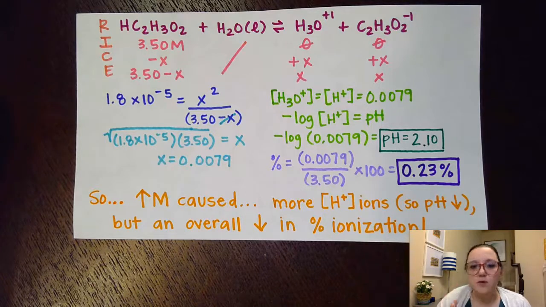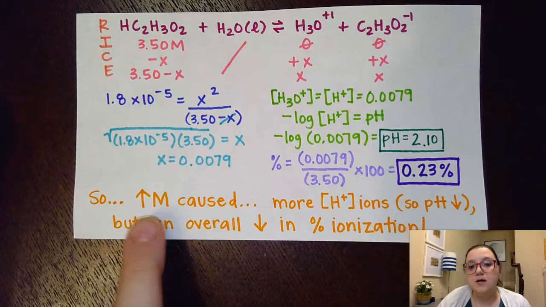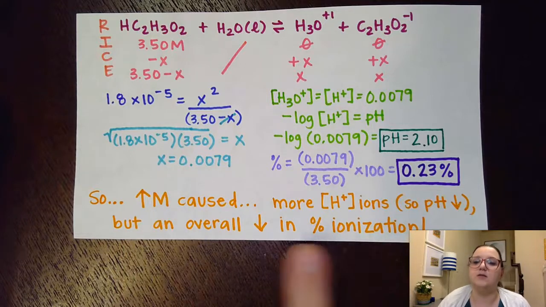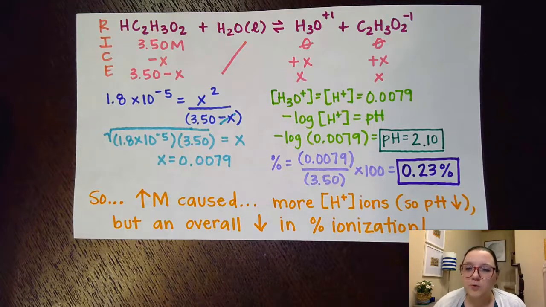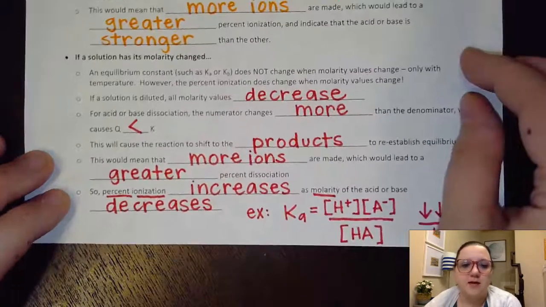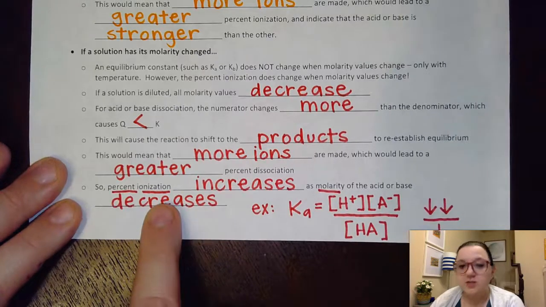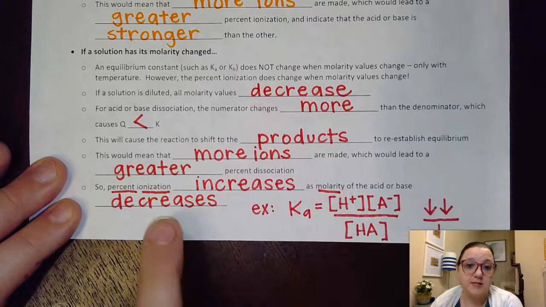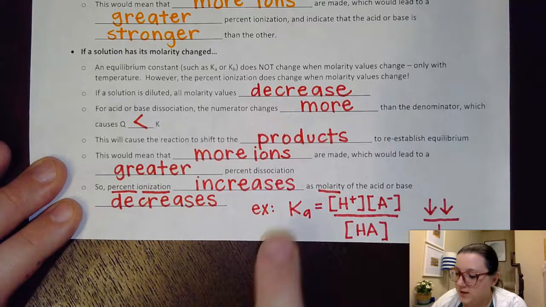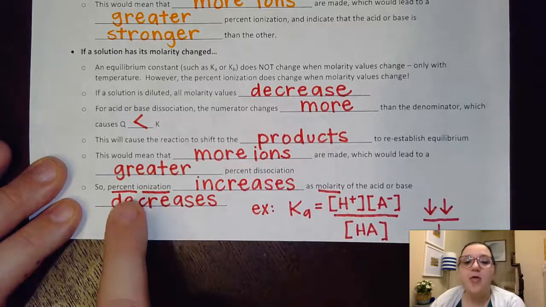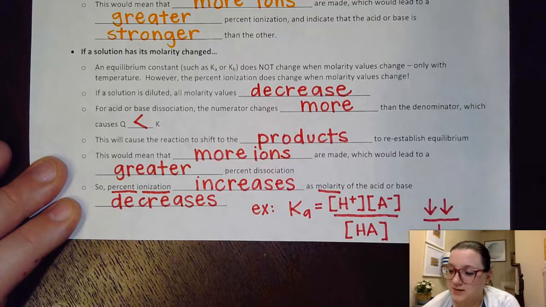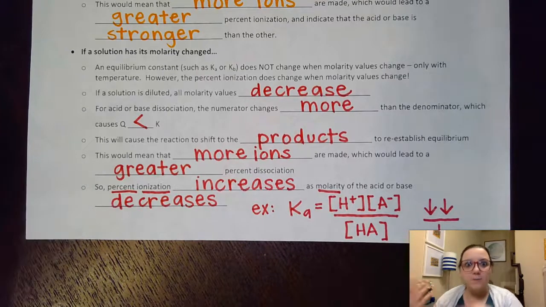So you've got to be really, really careful. Even though I've increased that molarity, I actually decreased my percent ionization here, which is a little bit counterintuitive to what most people think. So be very careful on that situation. You want to remember that percent ionization increases as molarity decreases, or if I increase molarity, that would decrease that percent ionization. So again, those work kind of opposite of each other as far as those trends are concerned.